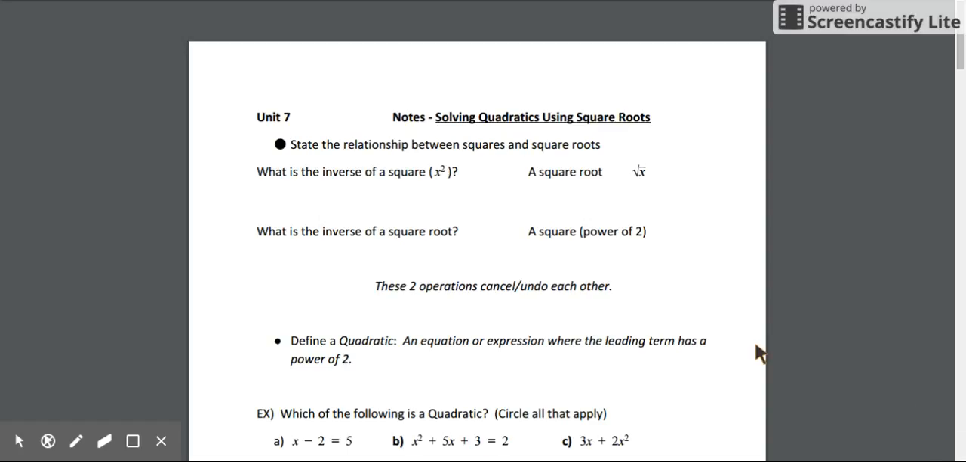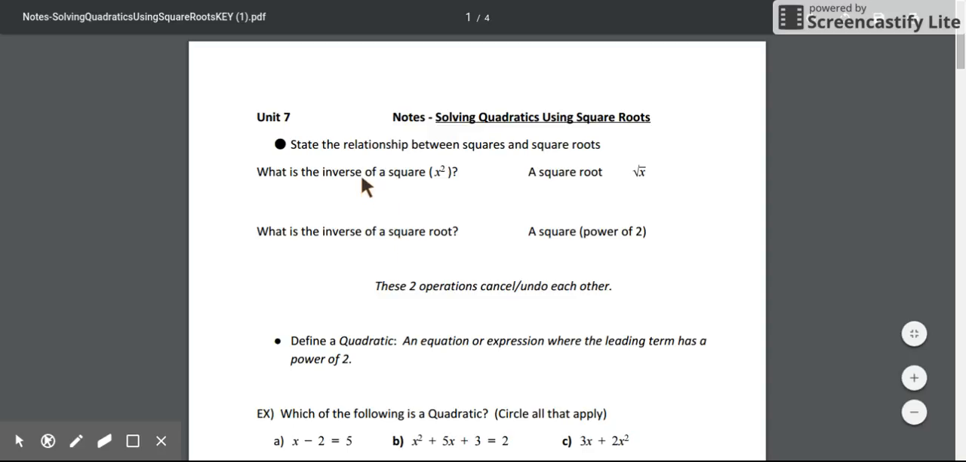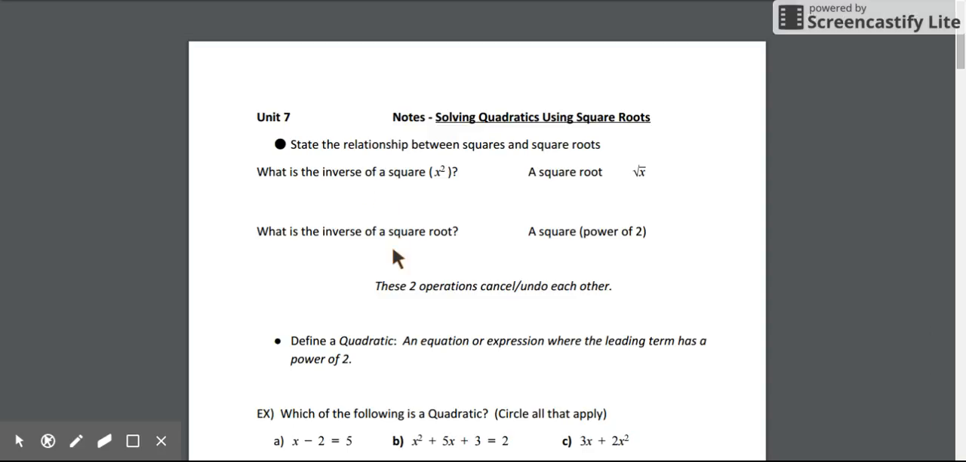In this video, we're going to be solving quadratics using square roots. In order to do that, we need to understand a few concepts. First, we need to understand the relationship between squares and square roots. They are, in fact, inverse operations of each other, which means that they cancel or undo each other.